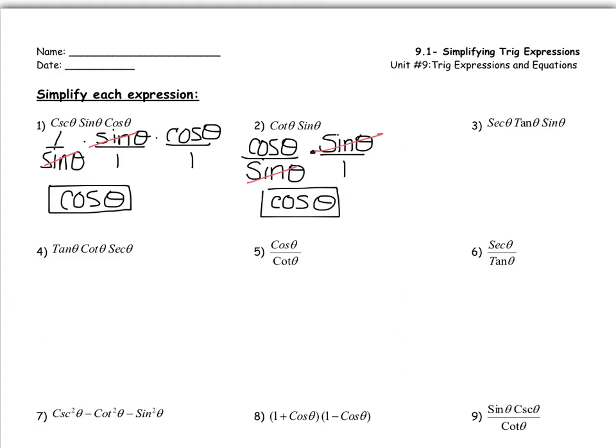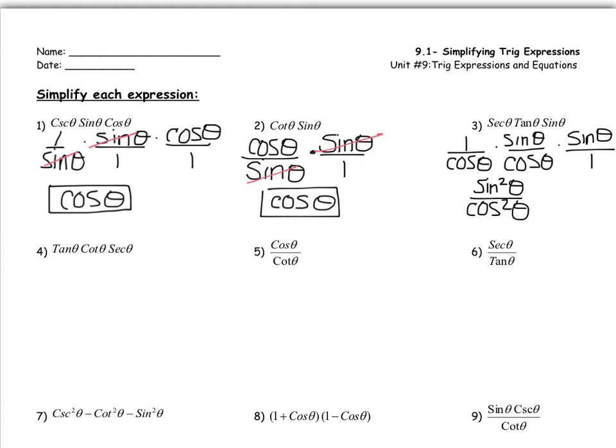Okay, example 3. Secant theta, we know, is 1 over cos. Tangent of theta is sine theta over cosine theta. And sine of theta is just sine theta over 1. So again, can we cross off any tops with any bottoms? I can't cross these off, can't cross those off, can't cross off the same bottoms or the same tops. So we just multiply straight across. So it becomes sine squared theta over cosine squared theta. And that is tangent squared. Final answer.